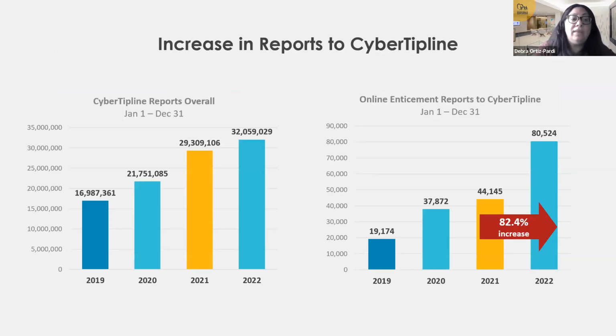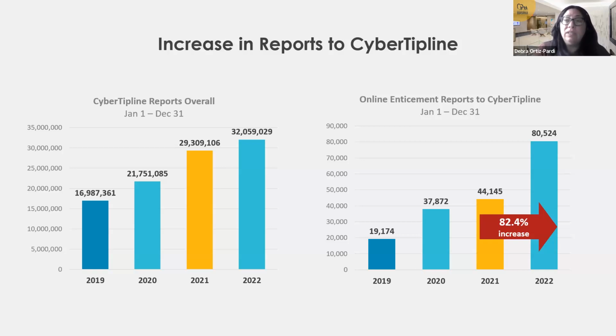All right, so that is, in a nutshell, an overview of who we are and a lot of the resources that we provide. I'm going to share more about prevention resources in a little bit. I do want to touch on a little bit more about some of the trends that we're seeing around exploitation.